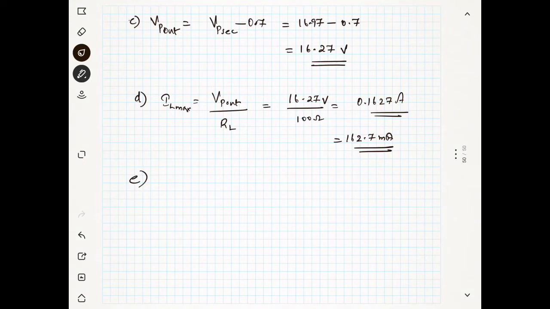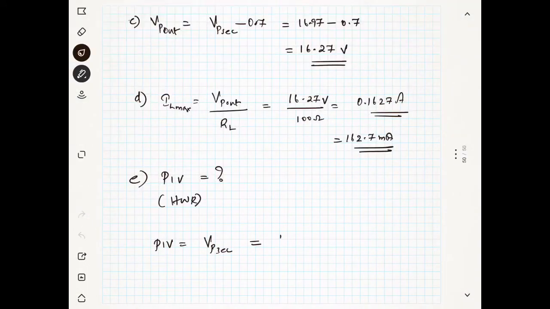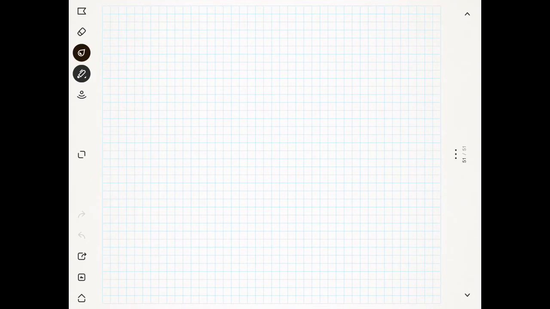Then the last part is the peak inverse voltage. In a half wave rectifier the peak inverse voltage is nothing but Vp secondary, and we already got Vp secondary in part B. It is 16.97 volts. So this is how to solve this problem. This is one of the important problems you have to keep in your mind.